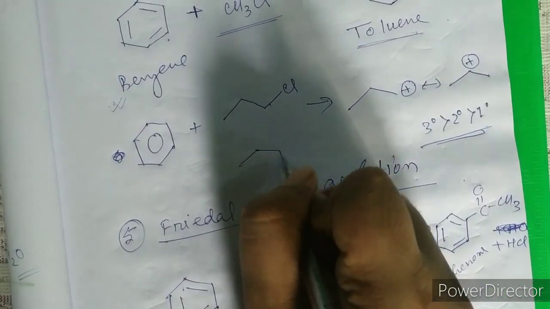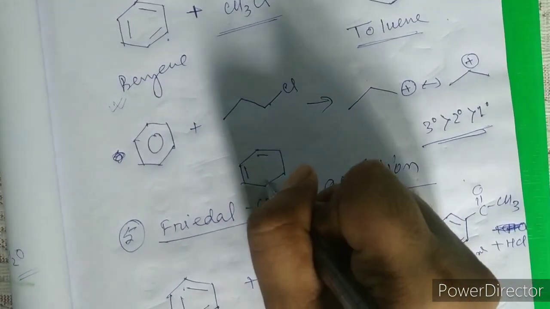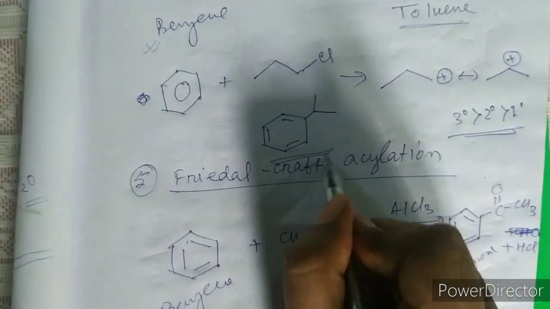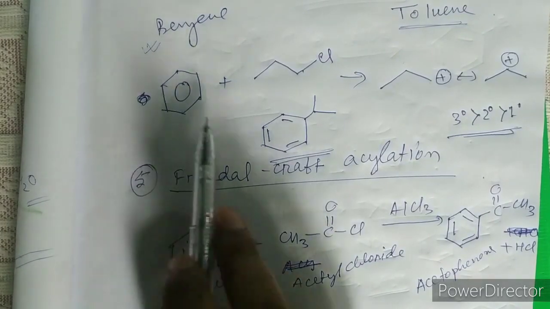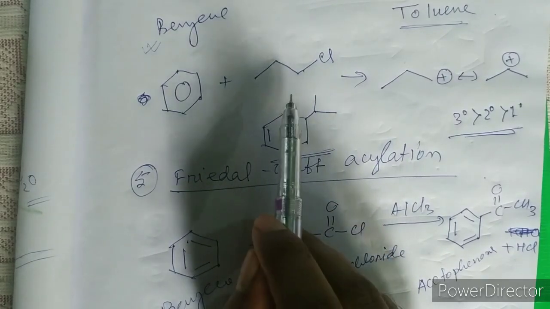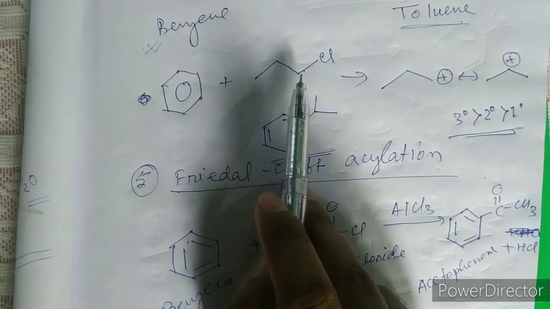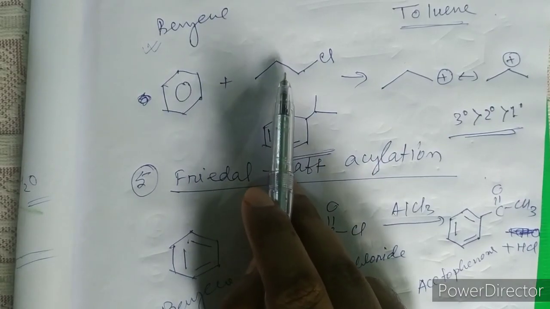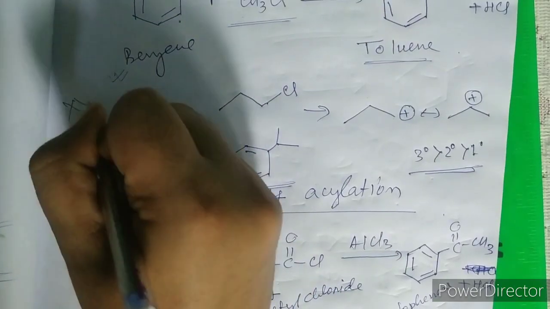So here basically this type of product will be produced. This is called cumene. So you have to be very much alert here, that whatever carbocation is produced will also stabilize itself. If it is 2 degree, and it is possible to make itself a 3 degree carbocation, then it will try to make it 3 degree. So you have to remember this, and this is very important.